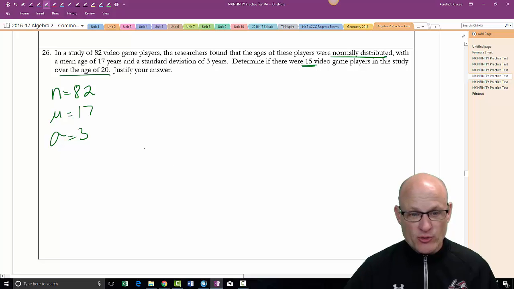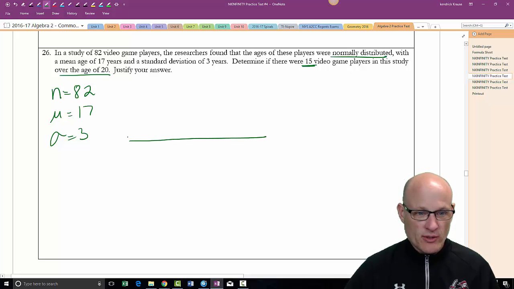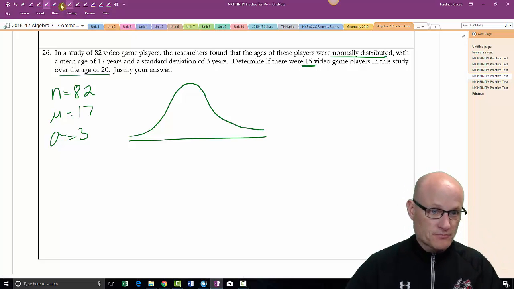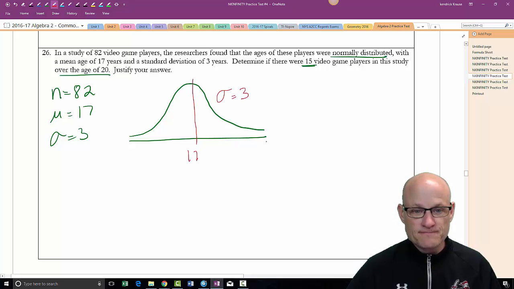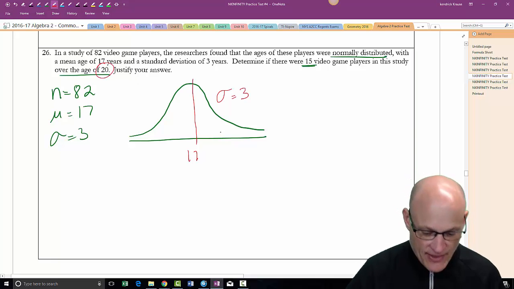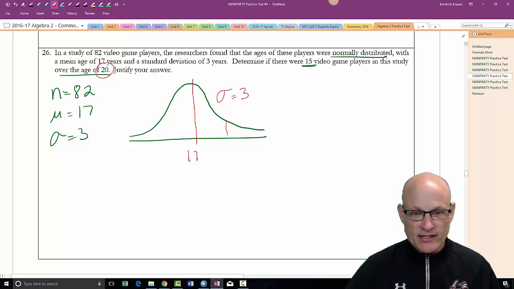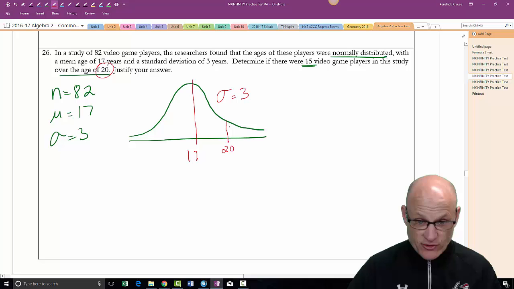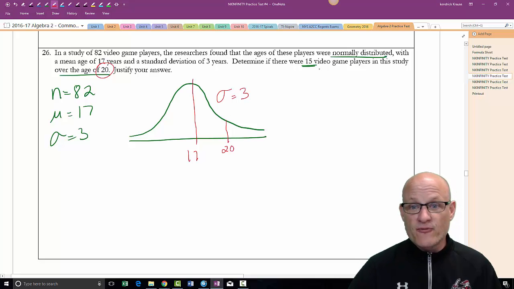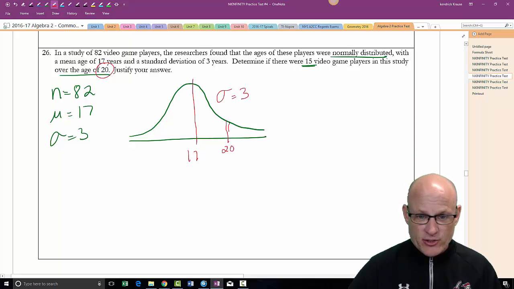So the first thing you ought to do is get a picture of what is going on. We draw our normal distribution curve, and I'm going to put the information in there. 17, sigma is 3. Oh, this is just over the age of 20? Let's pretend it's not that easy. There's 20. It's really just one standard deviation. So I want to know, are there 15 video game players? What I need to do is figure out what this probability is.